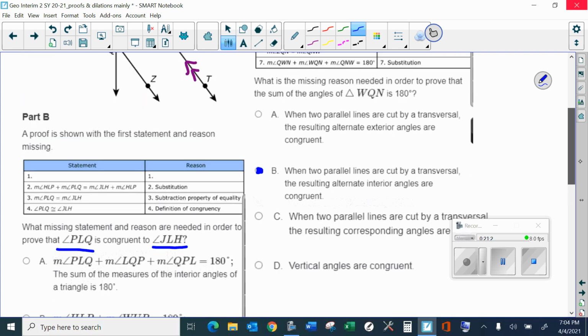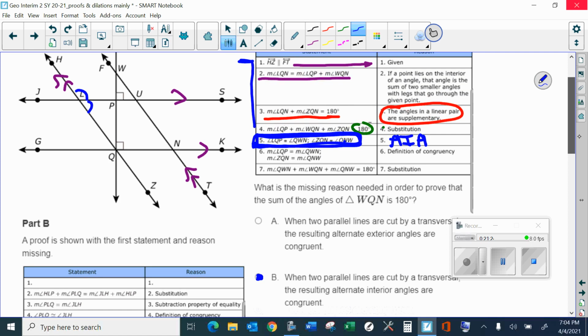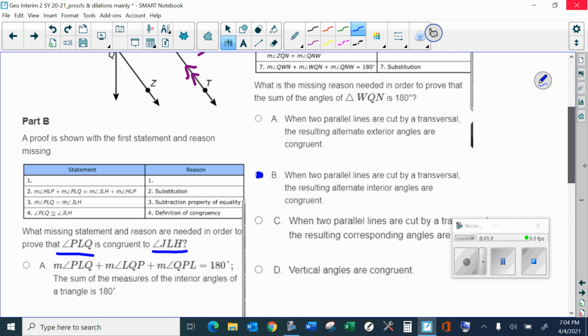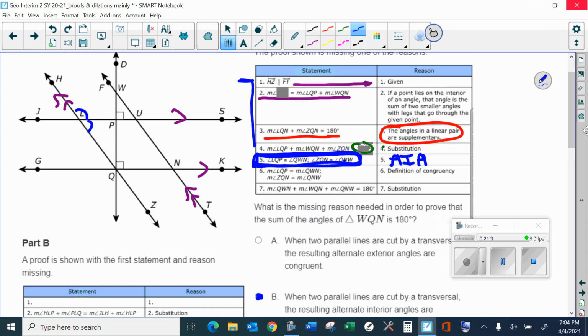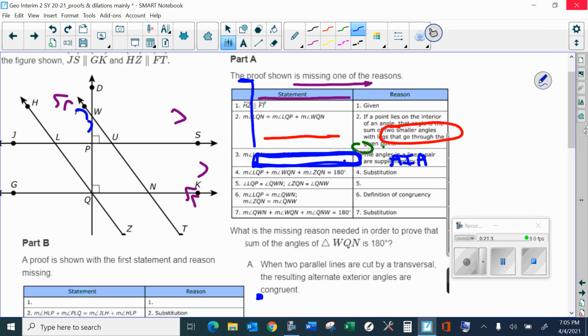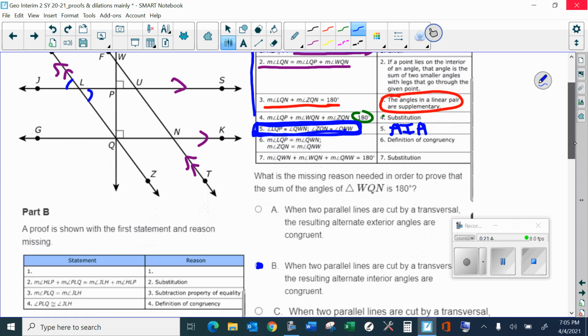PLQ, let's make sure I got it right. PLQ, yes, is going to JLH. Oh, dang it. Oh, go back. JLH. Right there. Dang, I gotta make sure. Always double check or triple check, as I just had to do there, to make sure I did it right.